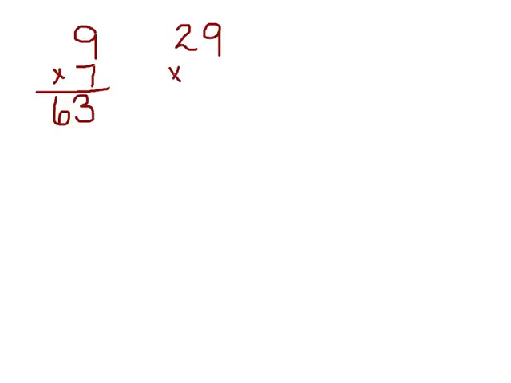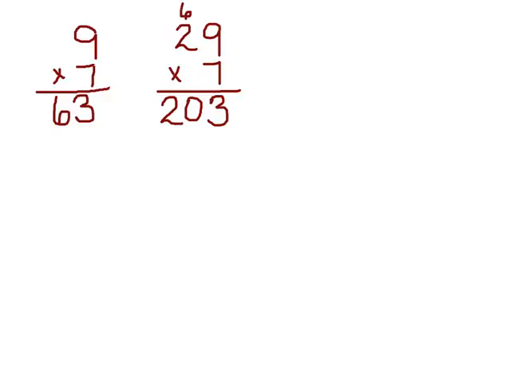From there, we moved to multiplying a number such as 29 times 7. Once again, we started in the ones place and multiplied 7 times 9, and we still got 63 and carried our 6. And we multiplied the 7 times the 2 to get 14 and added the 6 on top to get 20 for our final product of 203.